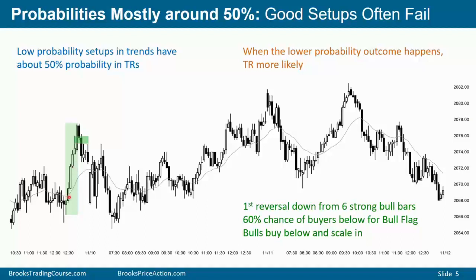The first reversal down after a strong breakout to a new high, probably buyers below the low of the bar. I'm not going to be buying at the low of a strong bear bar after a breakout because too often it's a trap. However, the odds are there are buyers below, and bulls buying at that low can scale in lower. When you see a strong breakout like this, you know several things.